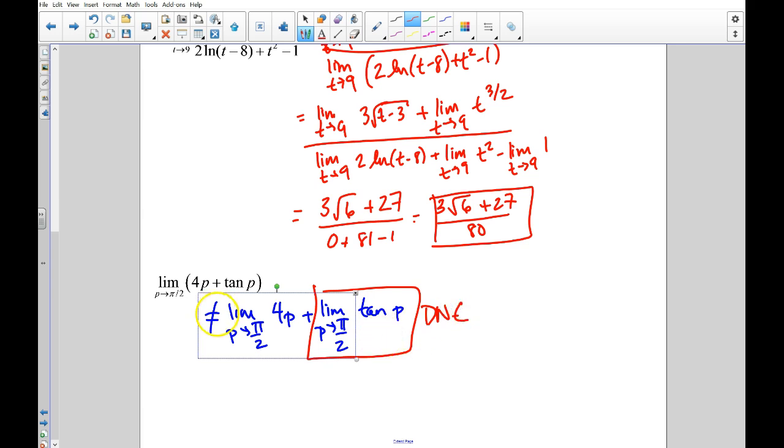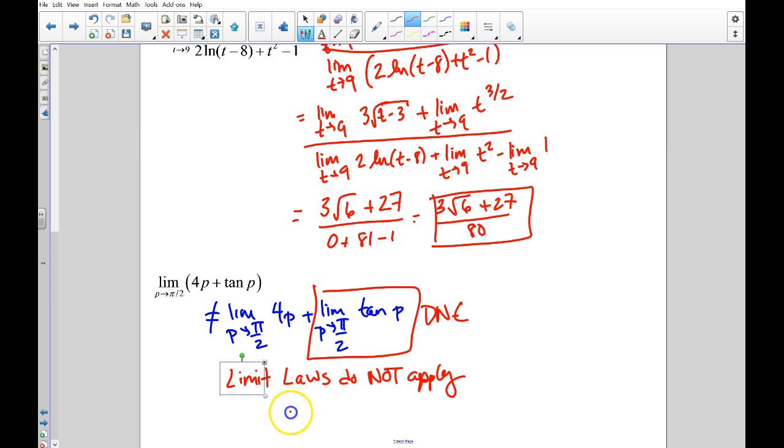So in this instance, the limit laws do not apply. But remember, this does not mean we sit and cry about this. We actually have two other methods. We have either tables or graphs. So we can always revert to those methods if we find ourselves unable to use the limit laws.